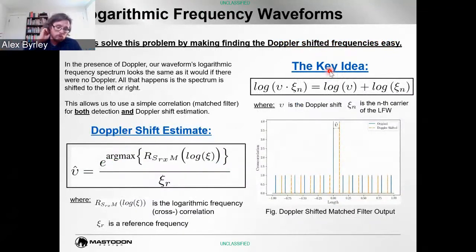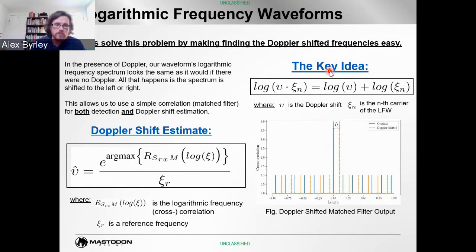Logarithmic frequency waveforms solve this problem by making finding the Doppler shifted frequencies easy. From these waveforms' perspective, in the presence of Doppler, the logarithmically warped frequency spectrum looks the same as it would if there were no Doppler, as if this time compression thing didn't happen. All that really happens is that the whole spectrum gets shifted to the left or to the right. But the relative change between our frequencies doesn't change. So basically, it's the same spectrum, just shifted.